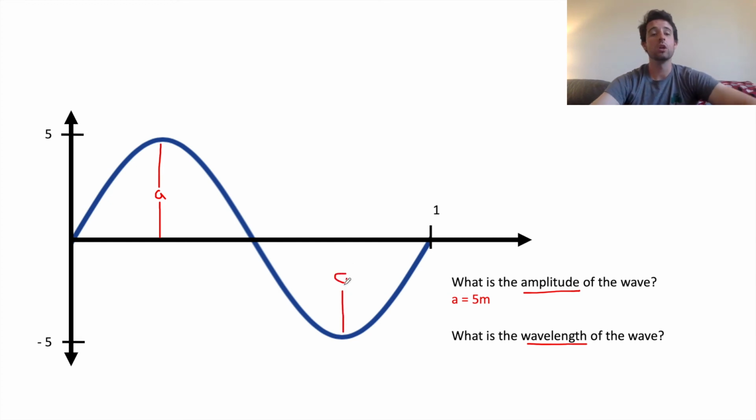Common misconception here would be to say the amplitude is 10 because it goes from 5 to -5. Amplitude is not 10. We're just looking at from the 0 point, what's the highest point? Or from the 0 point, what's the lowest point? And those will always be the same for waves.